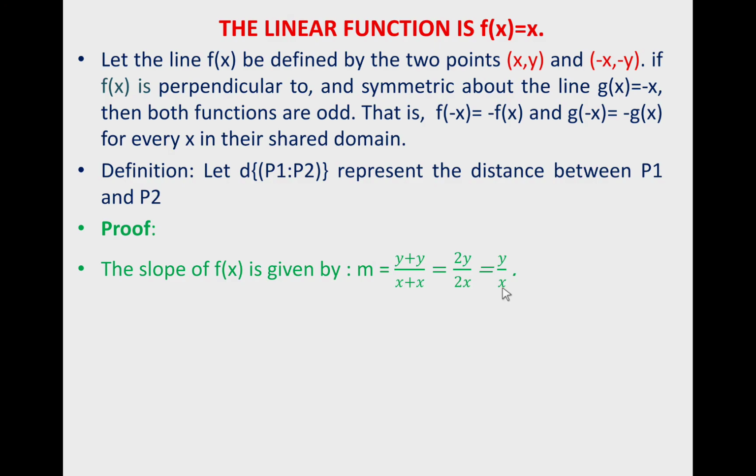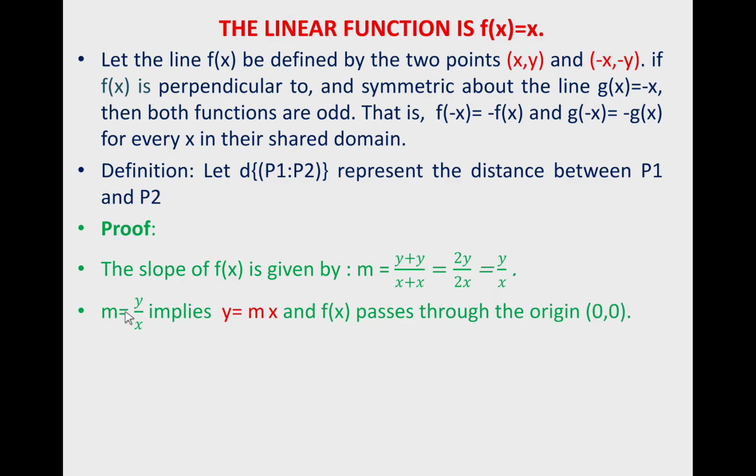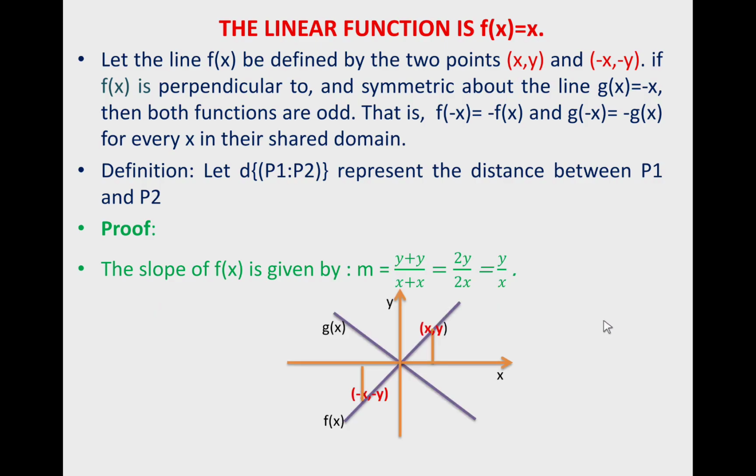Now that we have m equal y divided by x, we could go ahead and multiply both sides by x, and that will give us y equal to mx. Now y equal to mx, if x is equal to 0, then y will also be equal to 0. And since y is equal to f of x, then when x is equal to 0, y will be equal to 0. That means f of x, the function, passes through the origin. And for sure, the function f of x passes through the origin. Here is the function f of x passing through the origin.